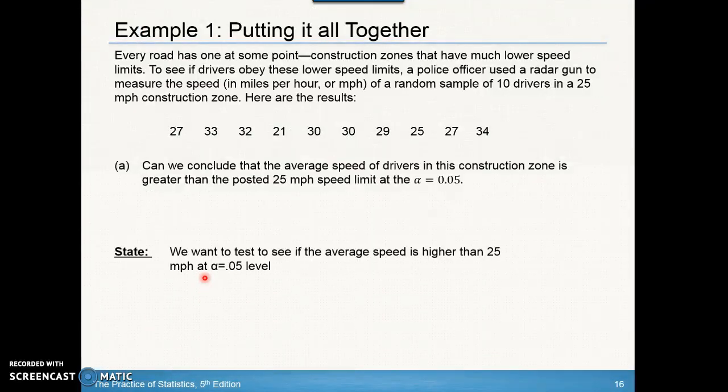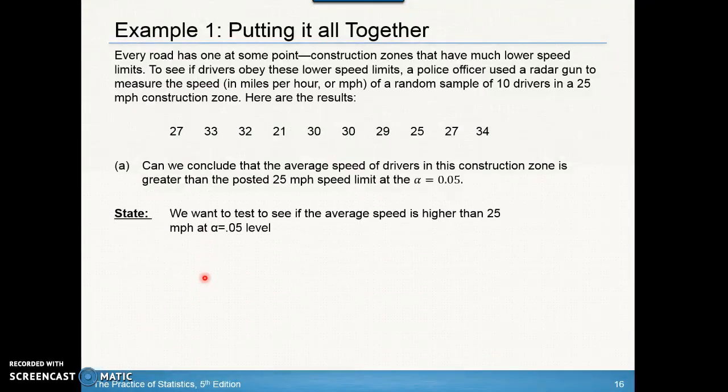Okay, so let's put it all together. Number one, make sure you include your state. What are we doing? We want to see if the average speed is higher than 25 miles per hour at the alpha equals 0.05 level. Before I do the null and alternative, I always check the conditions first, because if a condition is violated, then I might not be running the test.